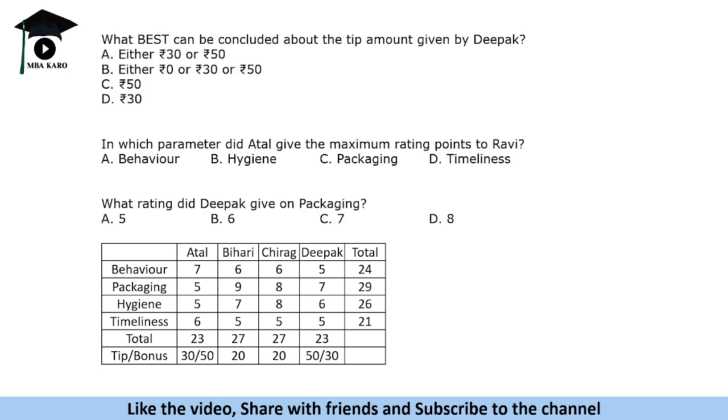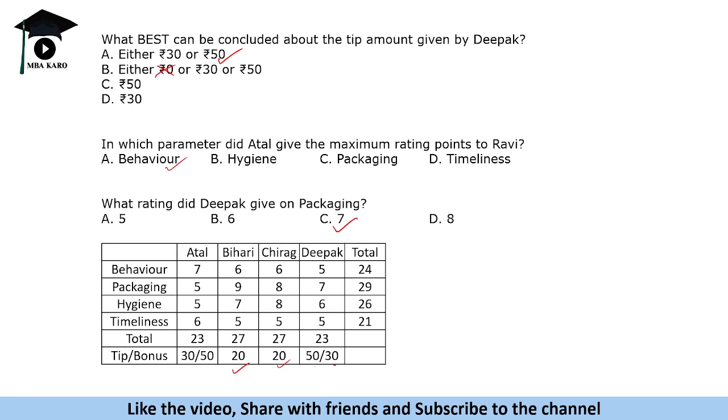What best can be concluded about the tip amount given by Deepak? Now we know that the total is 122, and for bonus and tip we have 50 or 30. So the answer will be either 30 or 50. We cannot have 0. He has to give 30 or 50. In which parameter did Atal give the maximum rating points to Ravi? Atal gave the maximum rating points in behavior. What rating did Deepak give on packaging? Deepak gave a rating of 7.